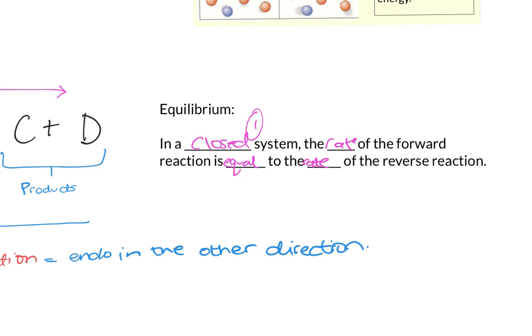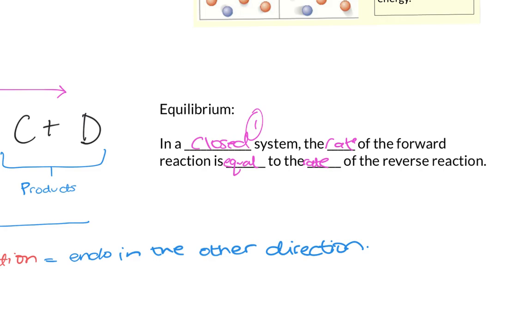And what that means in chemistry, I suppose practically, is that you've got a situation where you have a lid on your experimental system, so that no gases can escape, basically, because that will obviously affect the rate of reaction.